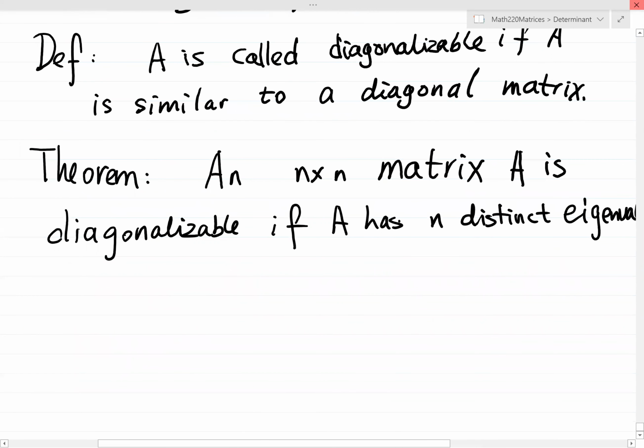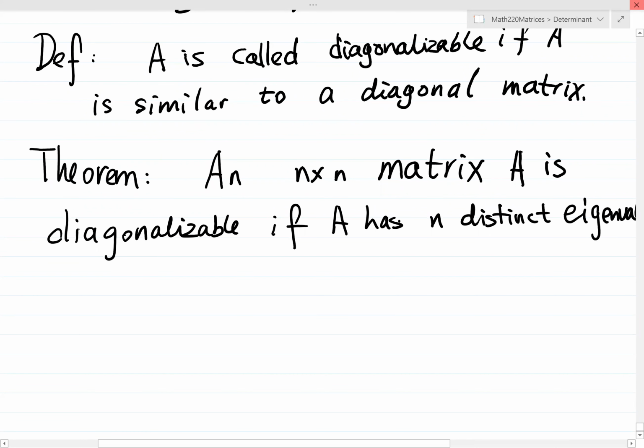Now if A has some eigenvalues with multiplicity greater than 1, okay, higher multiplicity, then that situation will be a little complicated. So this case is easier. If A has n distinct eigenvalues, then A is automatically diagonalizable. So we'll focus on this condition. If we have a chance, then we will talk about what happens if A has eigenvalues with multiplicity greater than or equal to 2.